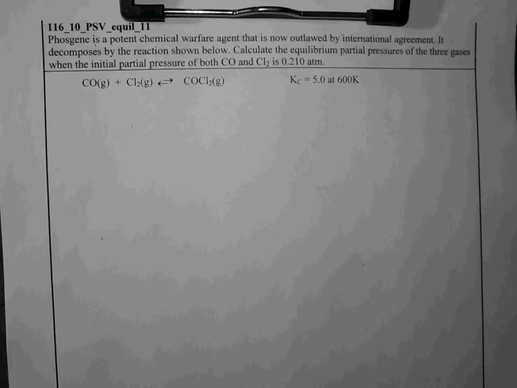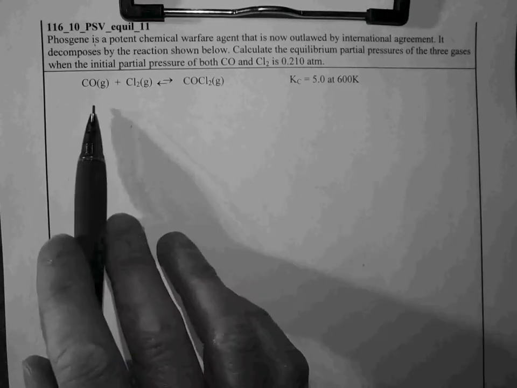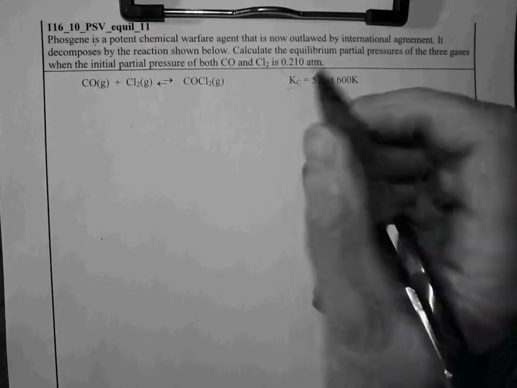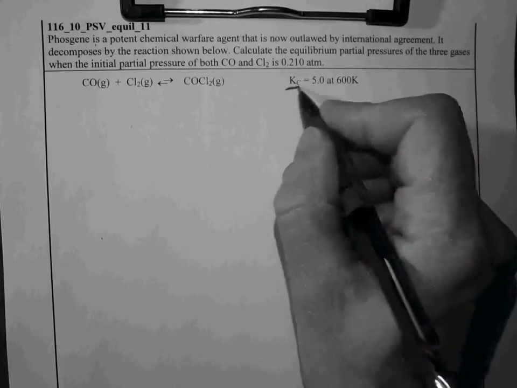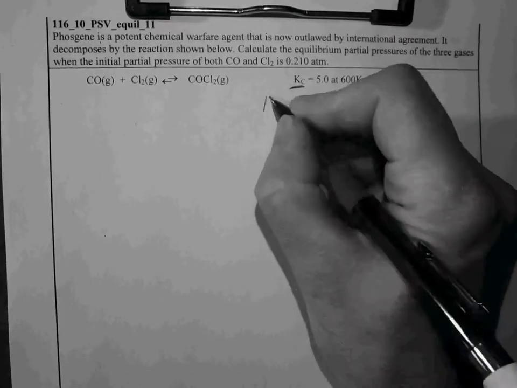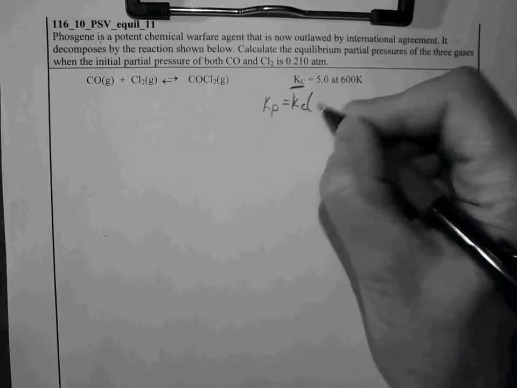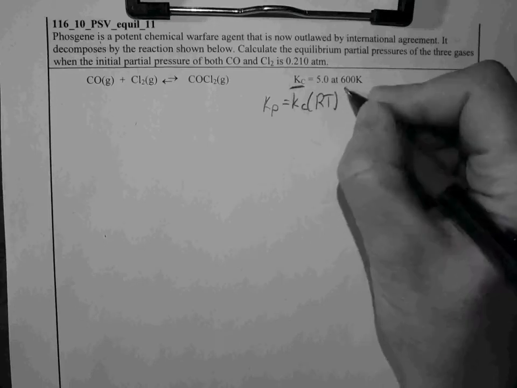This is an equilibrium problem involving gases, where we have the equilibrium equation given, and our equilibrium constant is given as K sub C. And since our quantities are in partial pressures, we need to do the conversion of K sub C to K sub P. They're related by this equation.